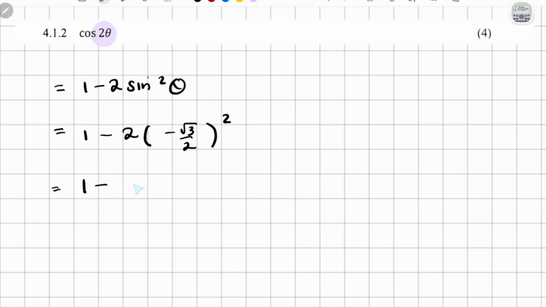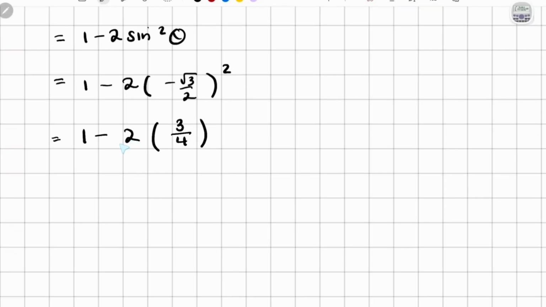So 1 minus, and we have 2, and then this gets squared. If you get -√3 all squared, the root cancels and the negative also cancels because it's been squared. So it becomes just a 3, and then the 2 as a denominator also gets squared as well. 2 squared is 4, so over 4. So this is what we have. We have 1 minus 2 being multiplied. Remember, this is one term, two term. You always simplify it term by term. So this term must simplify together first.